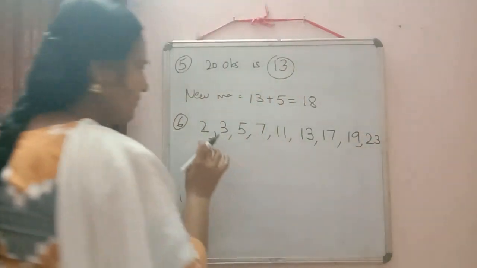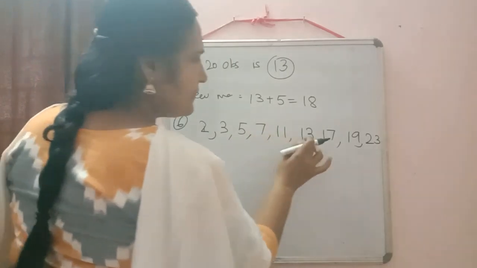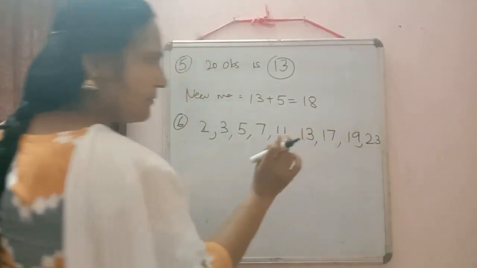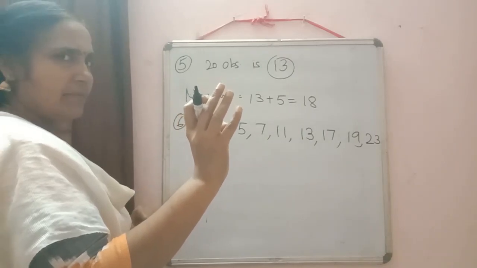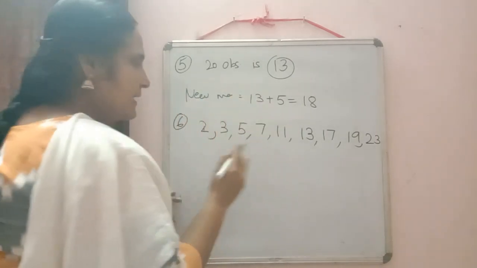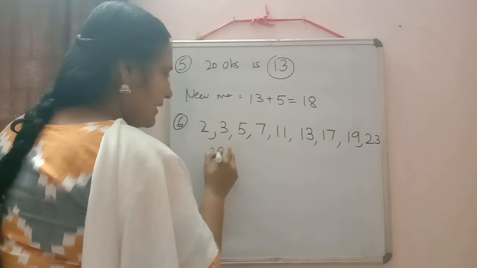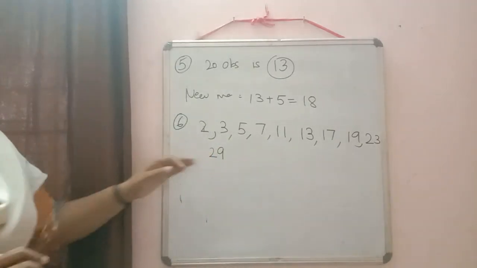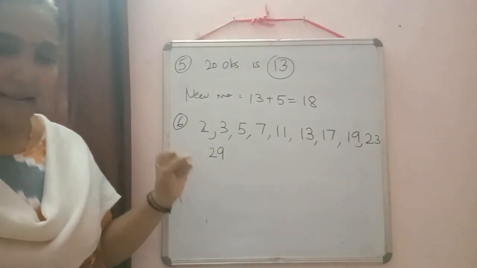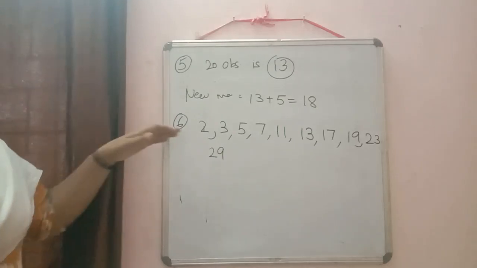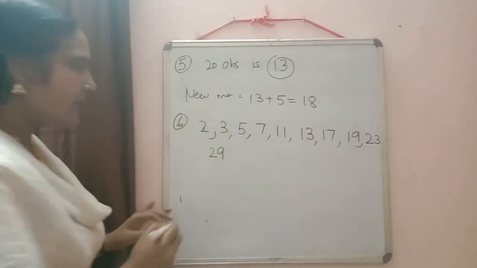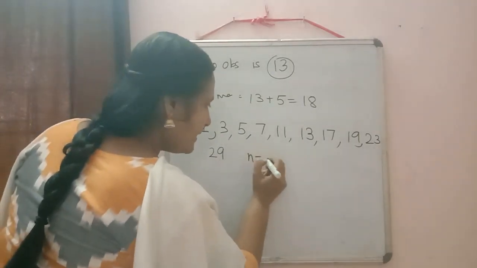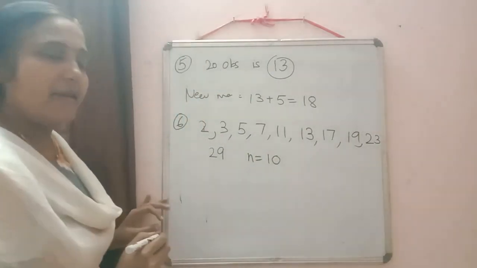How many numbers did we write? 1, 2, 3, 4, 5, 6, 7, 8, 9. One more number. 25 is not a prime number. 27 is not a prime number. The next prime number is 29. Correct? So we wrote all the first 10 prime numbers. Already it is arranged in ascending order. How many numbers are there? 10. So we have n is equal to 10.